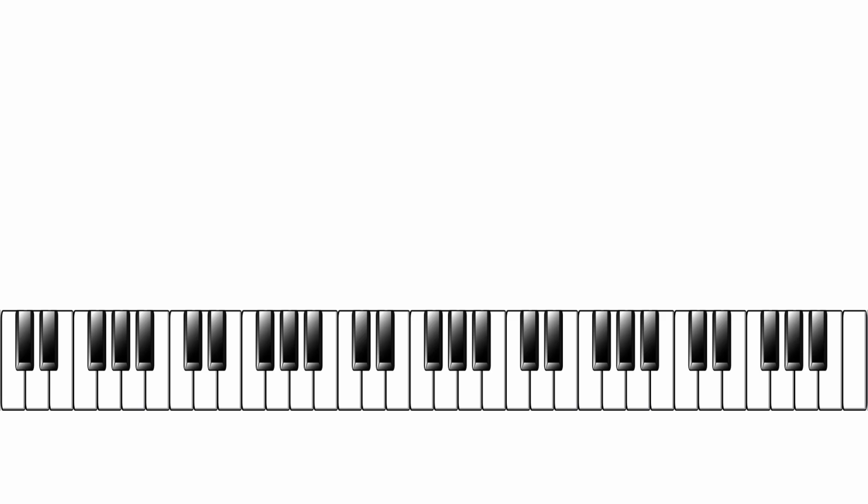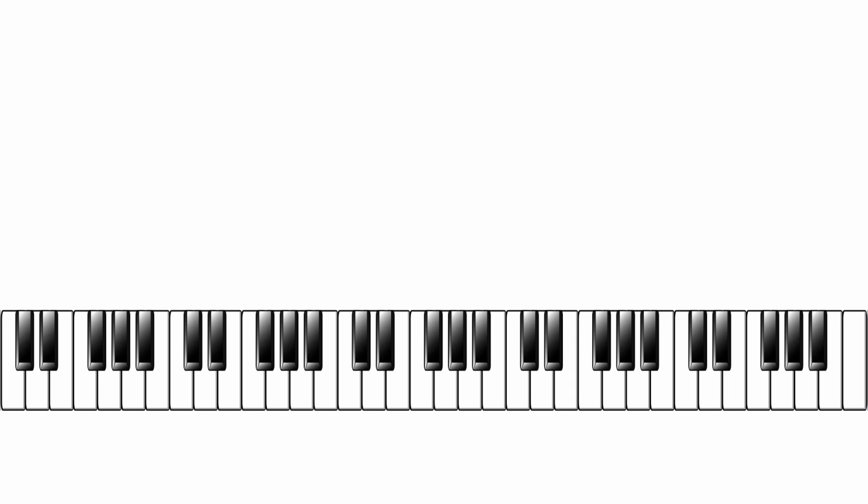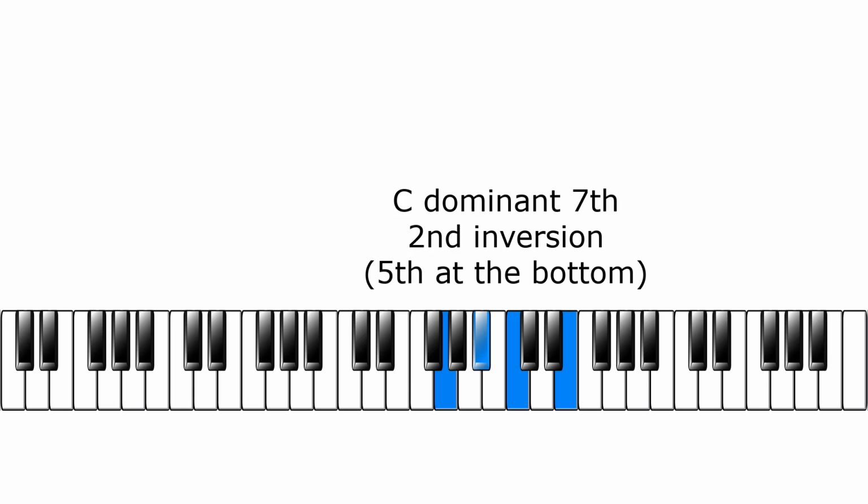Let's look at 7th chords. I will start with the C dominant 7th chord. C, E, G, B flat, as you know. This is the root position, since the root, C, is at the bottom. When I move the root note an octave up, I get the first inversion. This is C dominant 7th in second inversion.